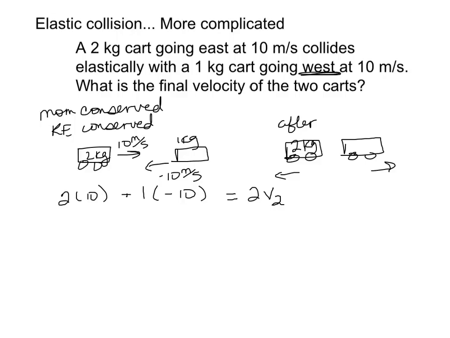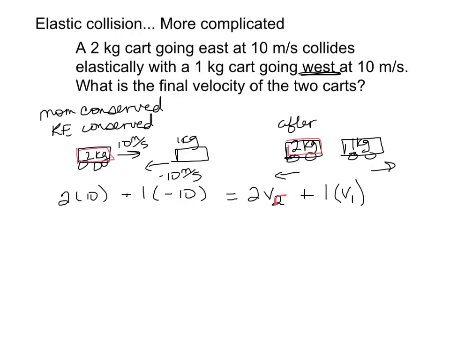You could call it VA, you could call it VB, you could color code your cars and say here's the red car, and call this the V of the red. It doesn't really matter how you label it, just so you can distinguish your two cars from each other. Plus, remember this is a 1 kilogram cart, and we don't know its velocity either, so we're going to call it V1 because it's the velocity of the 1 kilogram cart. So that's our momentum being conserved.